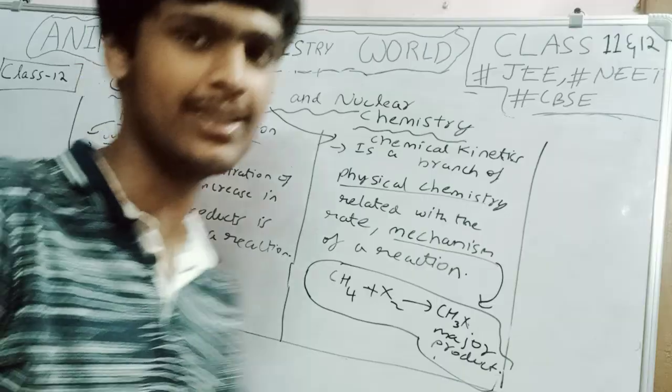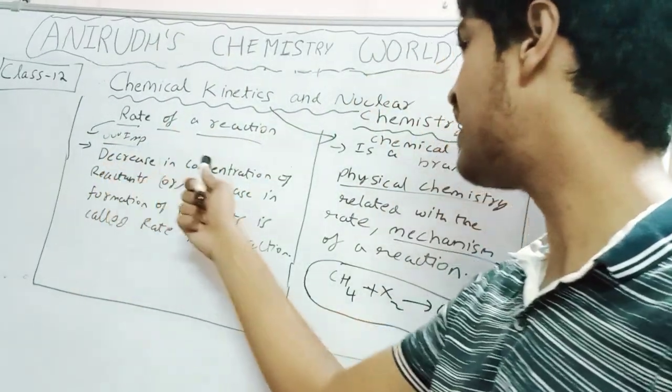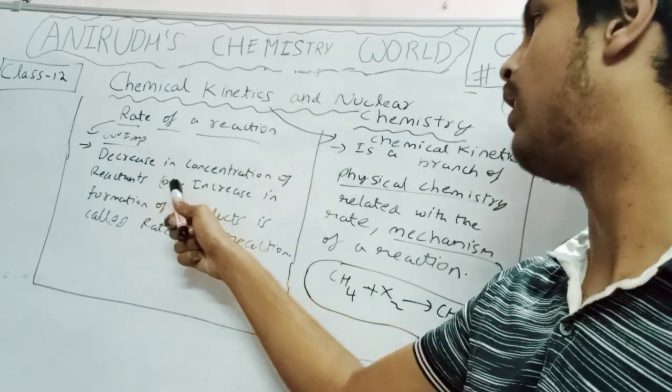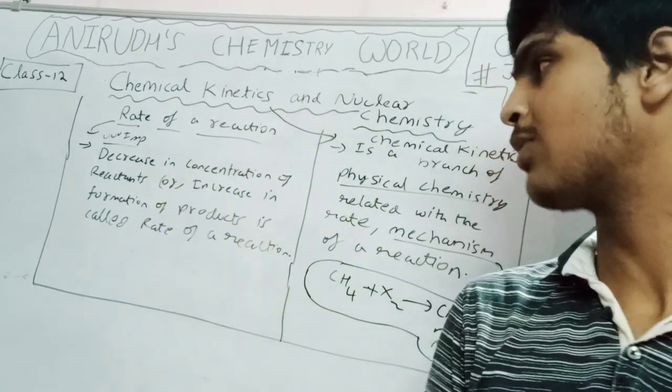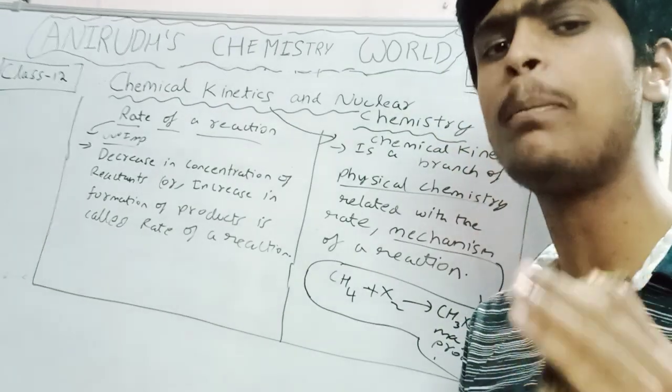I hope you understand this. It's a very easy definition. Rate of a reaction is nothing but the decrease in the concentration of reactants or increase in the formation of products. It is called the rate of reaction. I will be explaining it with a better example, don't worry.